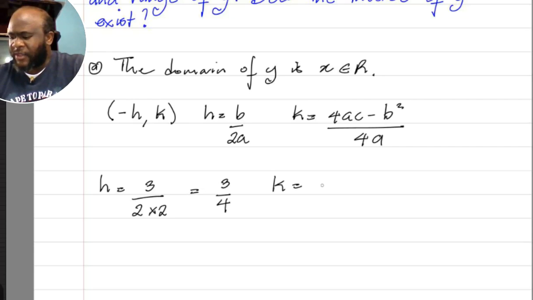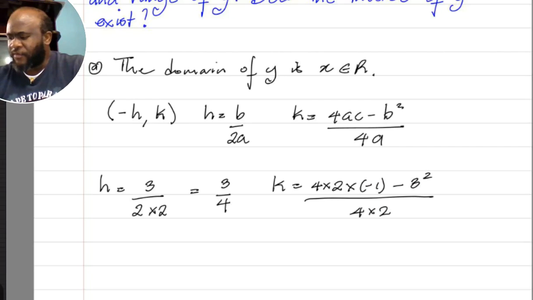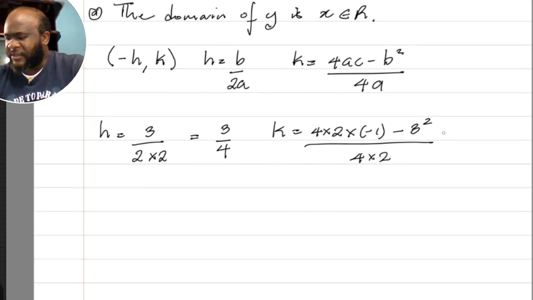K would be equal to 4 times a, which is 2, times c, which is minus 1, minus b squared, which is minus 3 squared, all over 4a, which is 4 times 2. K is therefore equal to minus 8 minus 9 over 8. So K would be equal to minus 17 over 8.